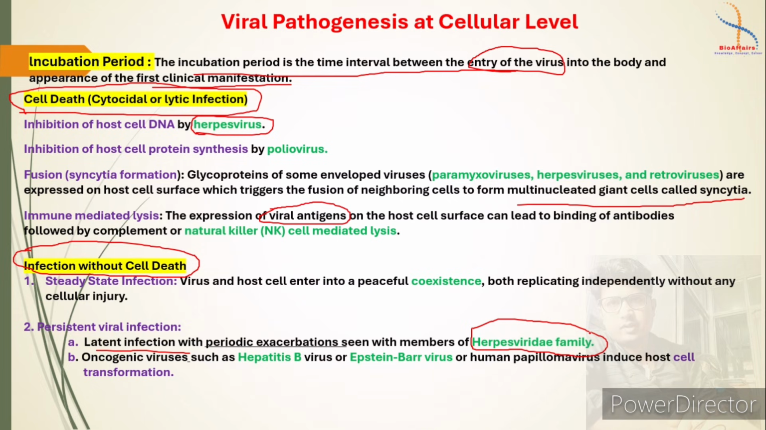Again it will go to sleep, or you can say hiding within the cell. So that is a latent infection or chronic infection, with periodic exacerbations. From time to time it wakes up and again infects. Like this they stay in the body. Another type of persistent viral infection is the oncogenic viruses.